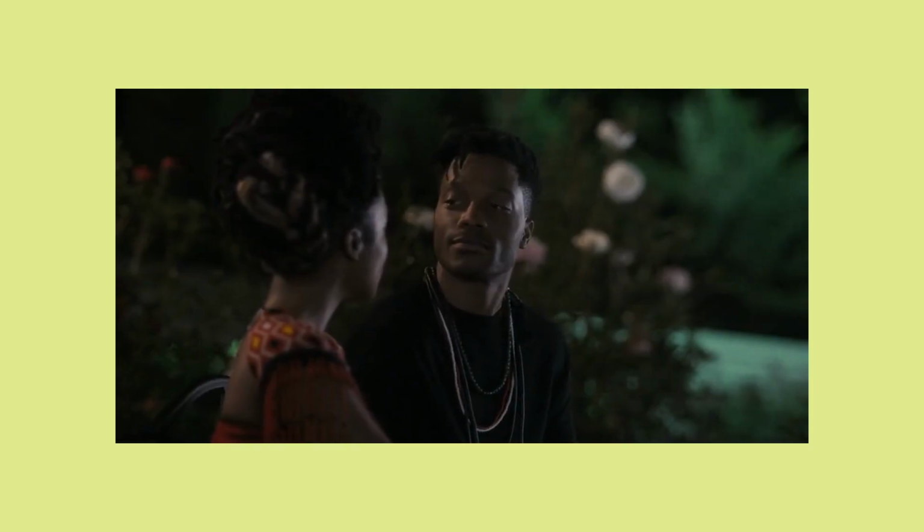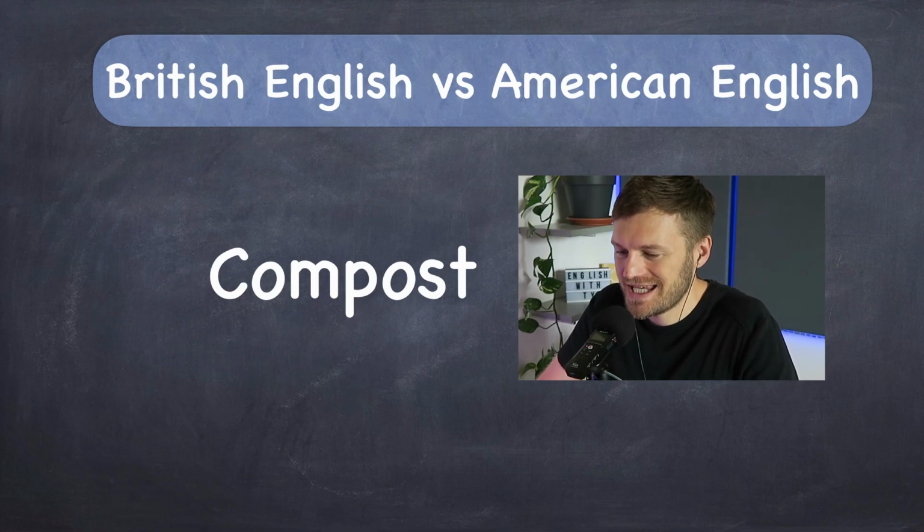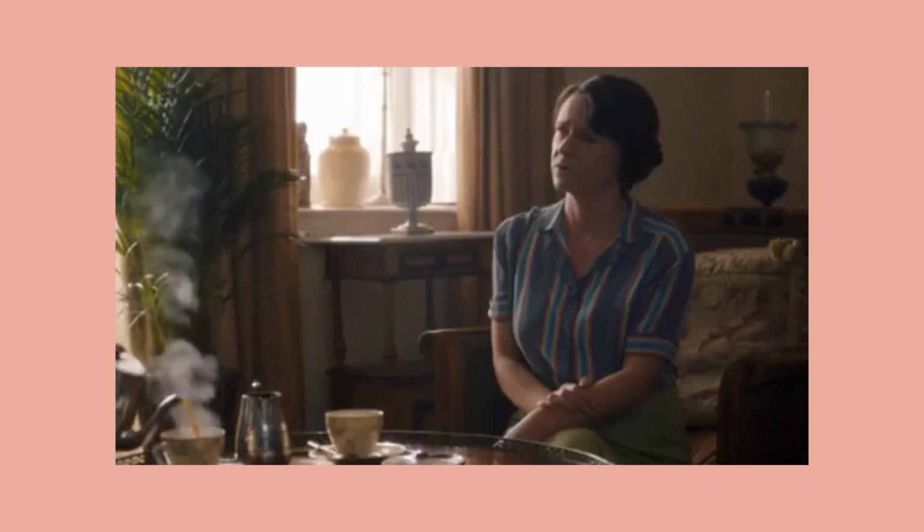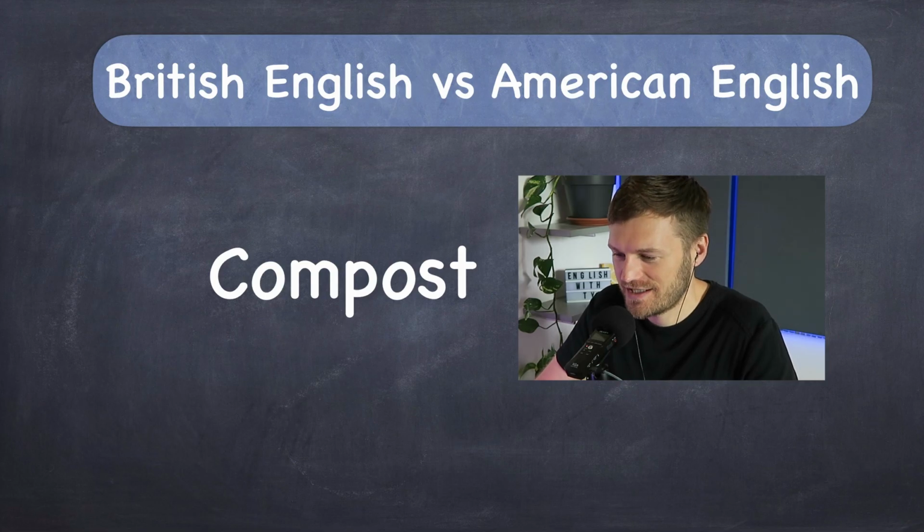The next word is spelled C-O-M-P-O-S-T. And how would you pronounce this word? Let me know in the comments. In British English, this would be pronounced compost. In American English, it would be more like compost. The O at the end is very round. Here's an example of the British English pronunciation. And here's an example of the American English pronunciation for you.